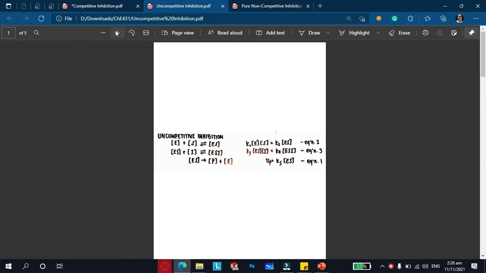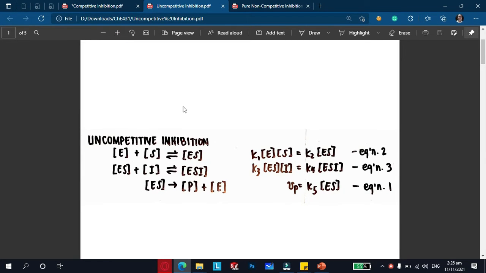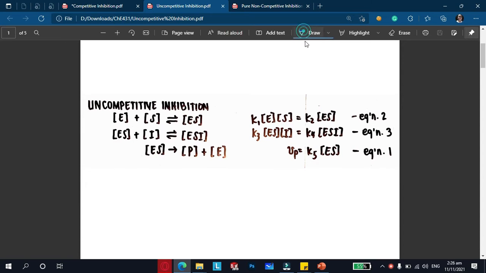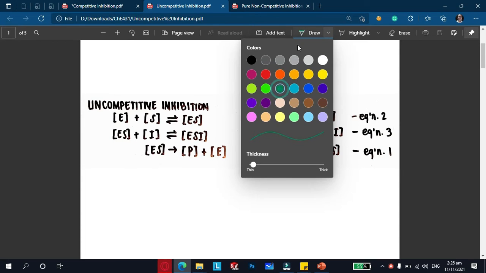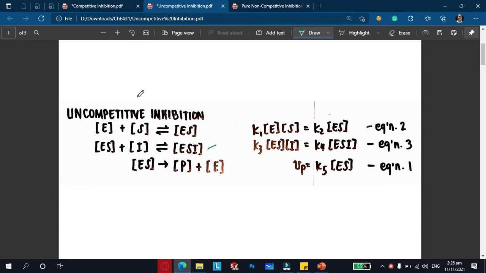So on to our next type, which would be the uncompetitive inhibition. The only difference between this and the previous one would be the second step. In the previous one, it's defined as competitive, so the inhibitor competes with the substrate and they are not bound in the second. But here, there's no competition happening between them, but they are bound in one.